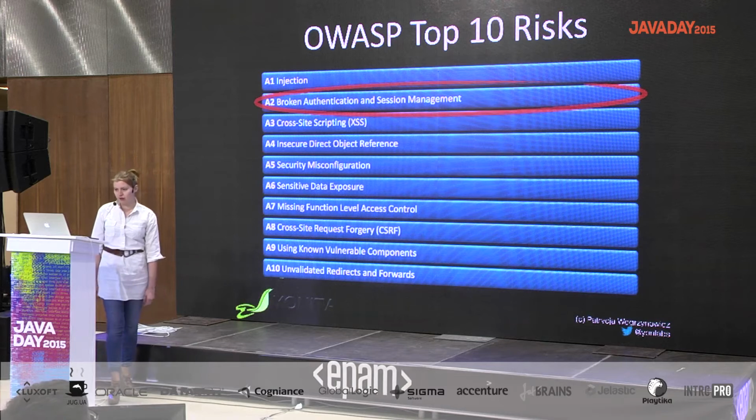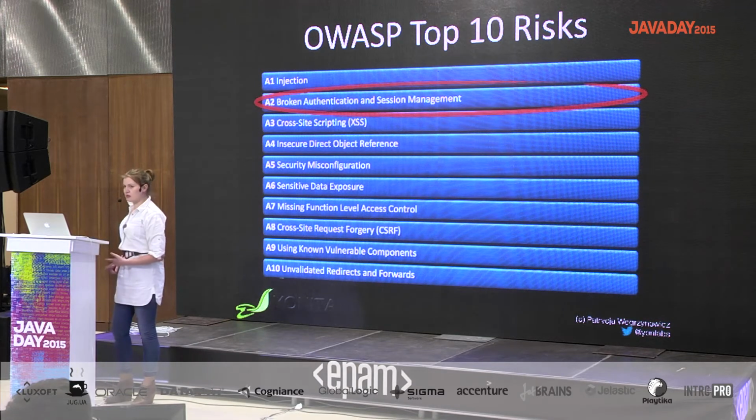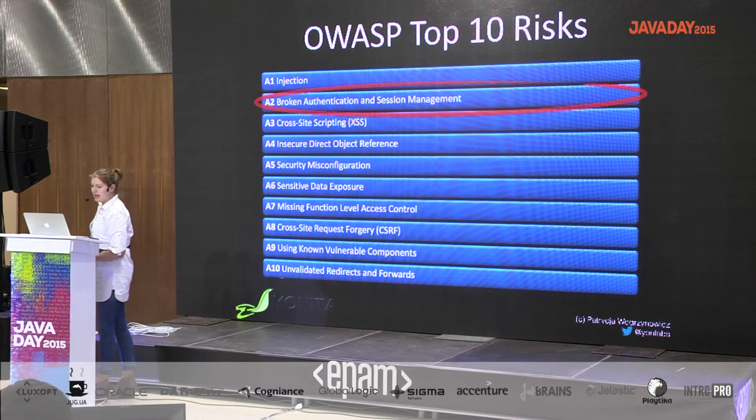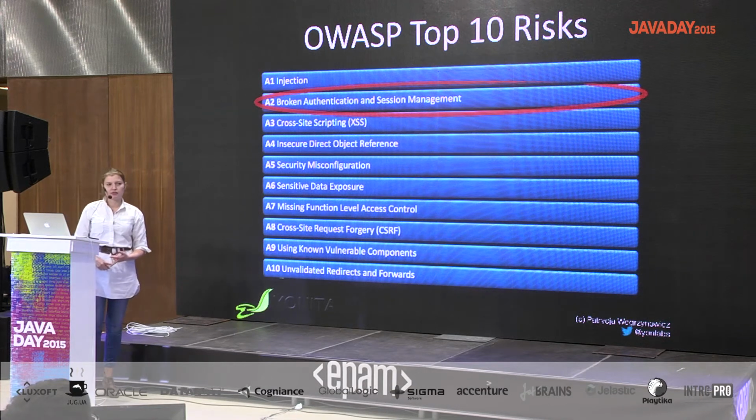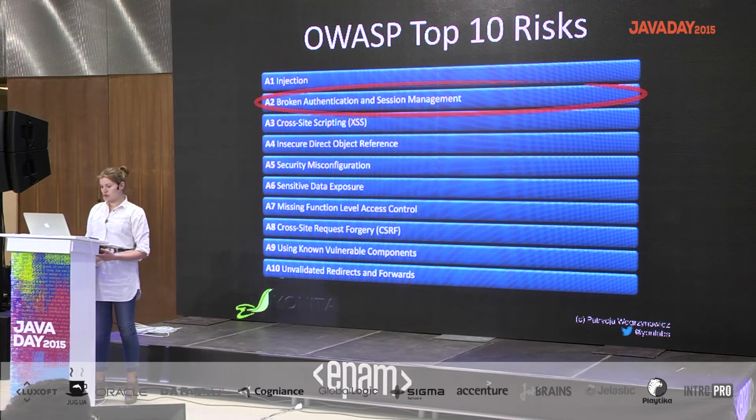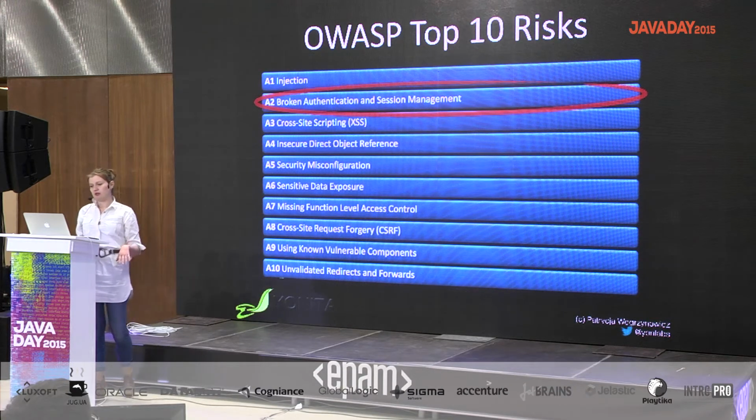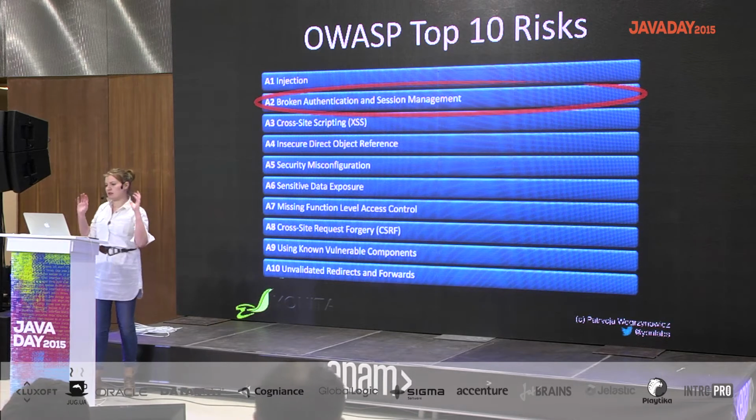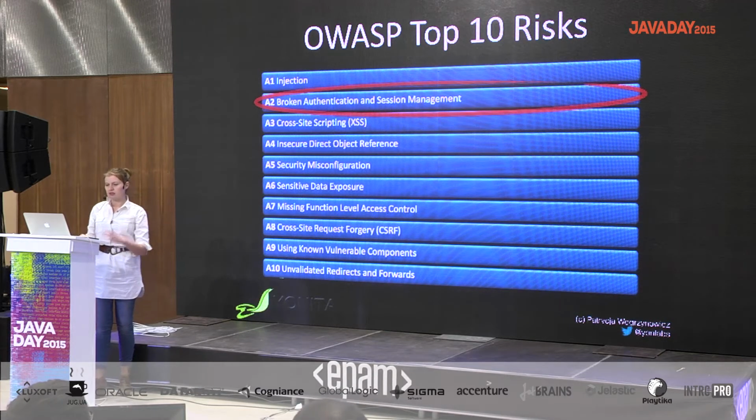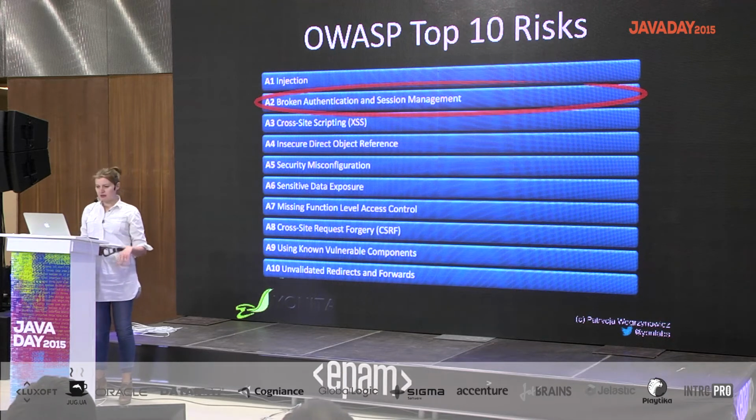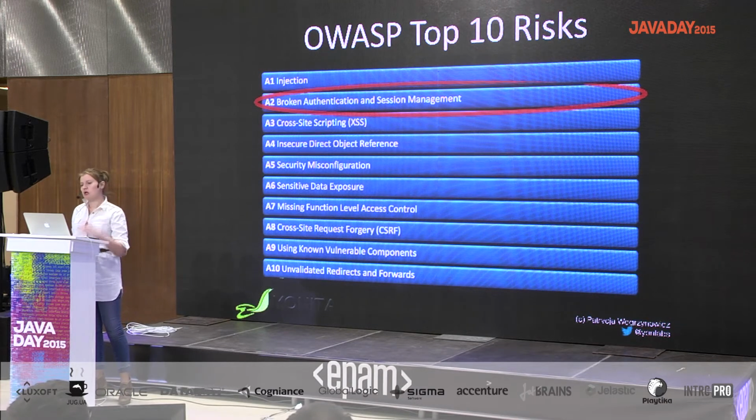Here's the problem. Broken authentication and session management is number 2 on the list of the top 10 security risks according to OWASP. OWASP stands for Open Web Application Security Project. It's a non-profit organization which aims at increasing security awareness among developers. So every 2 or 3 years, OWASP publishes the list of top 10 security vulnerabilities in web applications, and it turns out that authentication and session management cause a lot of trouble to software developers.